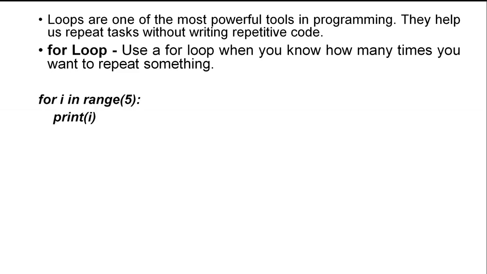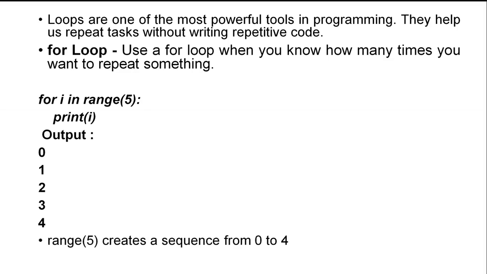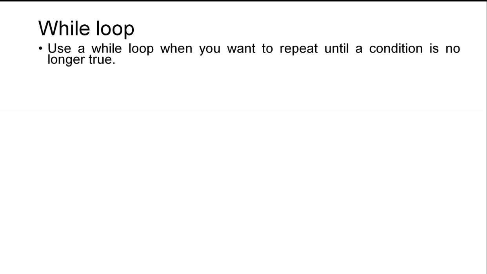For i in range of 5, I am going to print the value of i. So it will print the output like this. The range of 5 creates a sequence from 0 to 4, and i takes each value one by one. And the next one is the while loop.